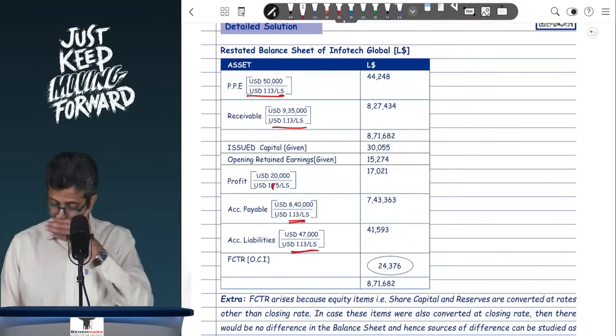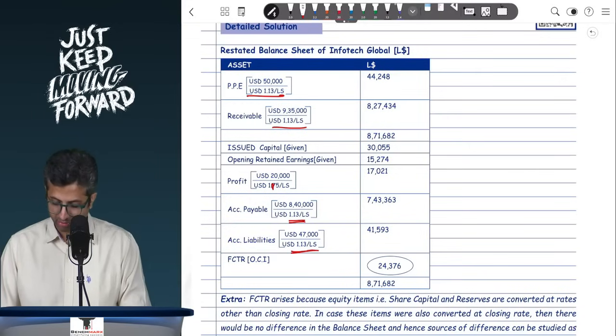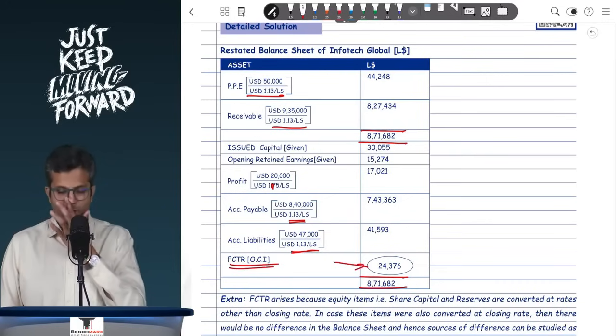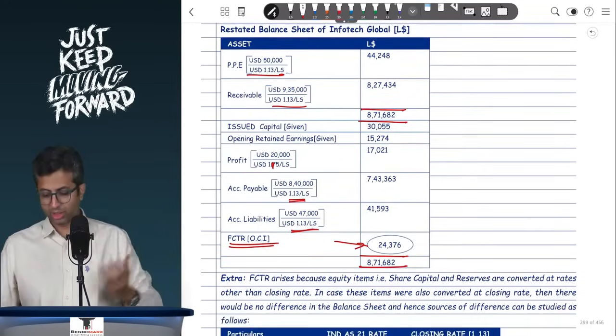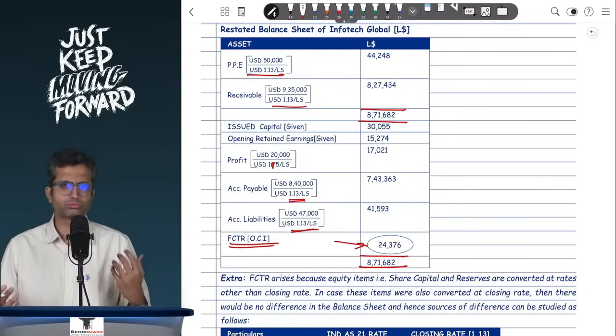Everything else is 1.13. Now if I were to take the balance sheet, the balance sheet is not tallying, and hence the difference, if any, will be attributable to FCTR. Alternatively, FCTR can also be calculated by using the net worth, but otherwise if you can calculate it directly, this is perfect. So what will you do?